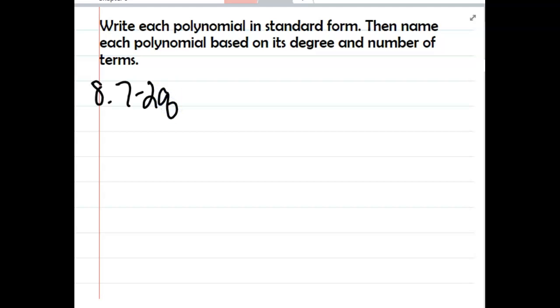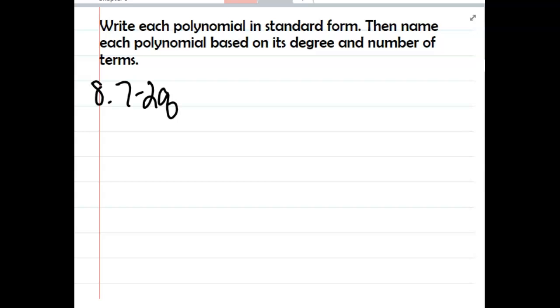Now, first of all, we want to write it in standard form. The big thing with standard form is that the degrees of the monomials need to go in decreasing order. So you need to find your highest powered term first. In this case, that's 7, because there are two terms here. What's the degree if it's just a 7? 0. It's always going to be 0 anytime there's not a variable attached to it. That needs to go at the end. It always goes at the end.